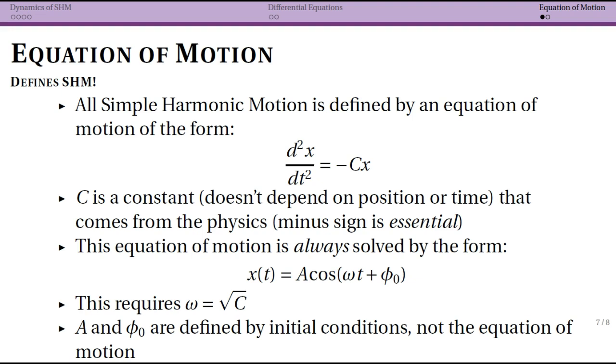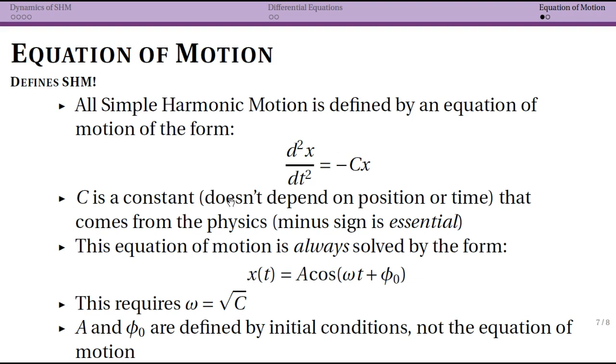So any time that you have an equation of motion that tells you that the second derivative of position with respect to time is equal to negative c times position, that is by definition simple harmonic motion. This differential equation is always going to be solved by a sinusoidal or cosine form. So if you have this, you have simple harmonic motion.